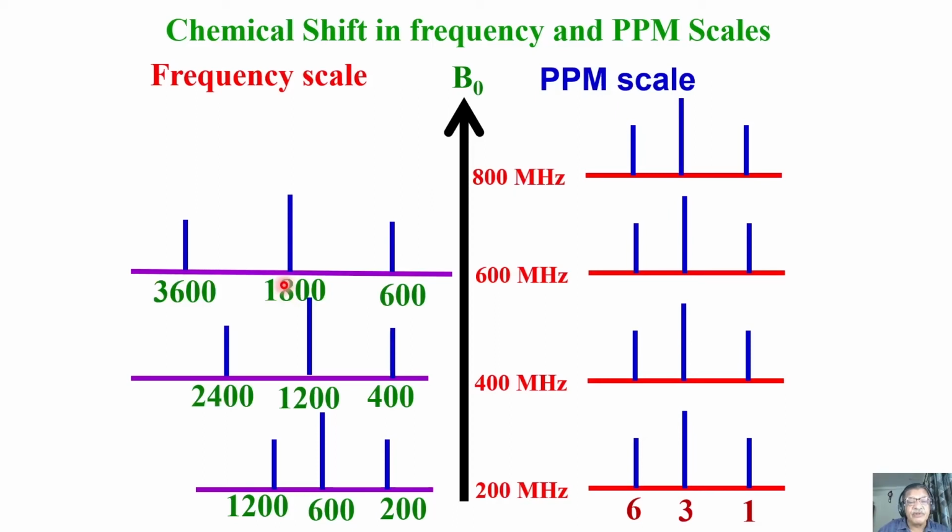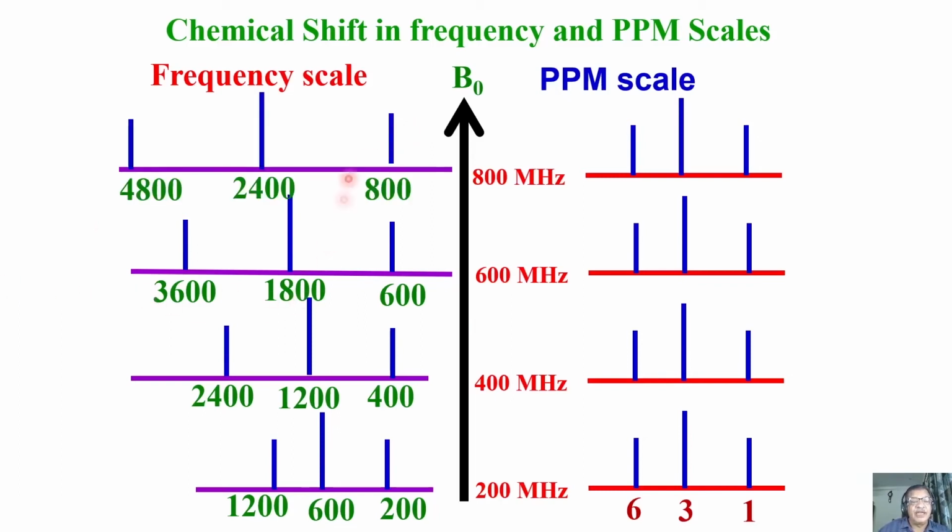Go further, same logic. At 600 megahertz, it is 600 hertz for 1 ppm, 1800 for 3 ppm and 3600 hertz for 6 ppm. The spread is even better now. Go to 800 megahertz. 800 is 1 ppm, 2400 hertz is 3 ppm, 4800 is 6 ppm. Now what is happening? The spectral dispersion becomes better and better. So when you express in the frequency scale, you will get better dispersion of the spectrum. Remember this point. I hope you understood this.